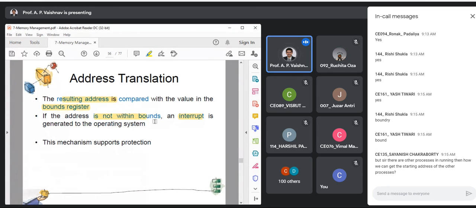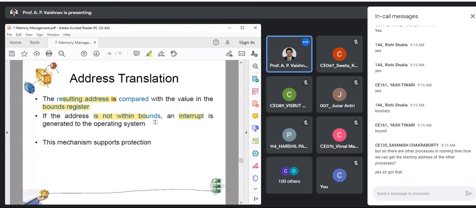If there are any other processes running, then how can we get the starting address? We have only one process in running state at a time, because from the start we have assumed one thing: that we are going with a uniprocessor system. So you always know the starting and ending address for that process. Clear?